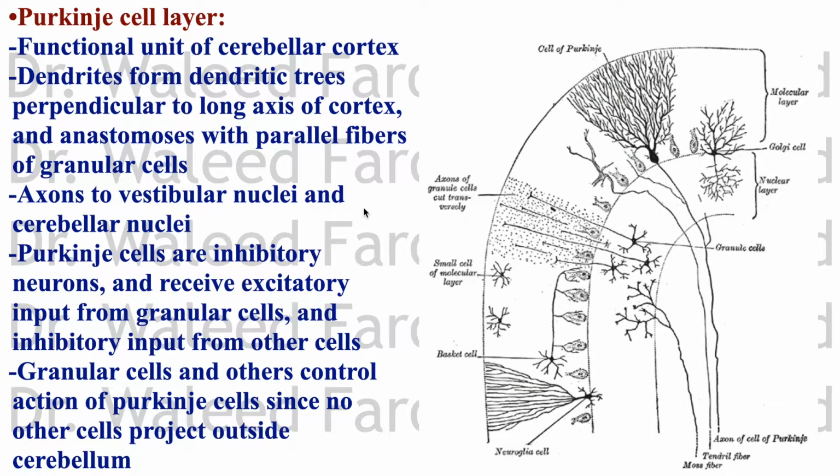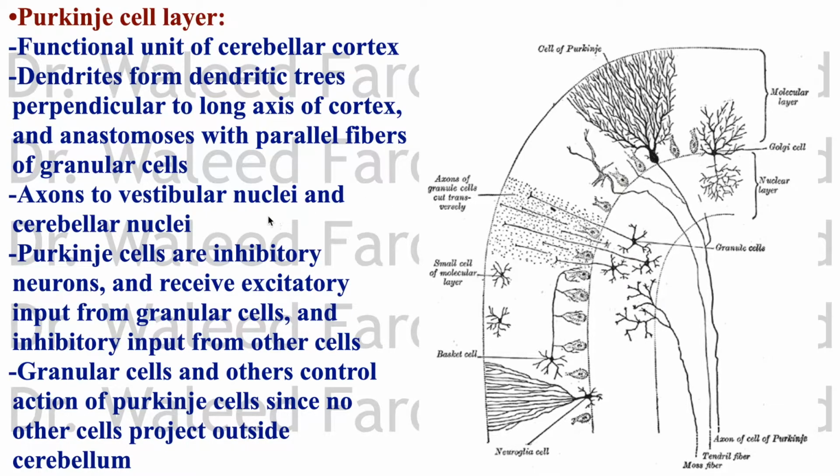Purkinje cell layer: the Purkinje cell is the functional unit of the cerebellar cortex. Means that all other cells act on the Purkinje either to stimulate or inhibit the Purkinje cells, and it's the balance between the stimulation and inhibition that determines the functions of the cerebellum. Dendrites from the dendritic trees perpendicular to the long axis of the cortex anastomose with the parallel fibers of the granule cell layer, and the axons of the Purkinje cells go to vestibular nuclei and cerebellar nuclei.